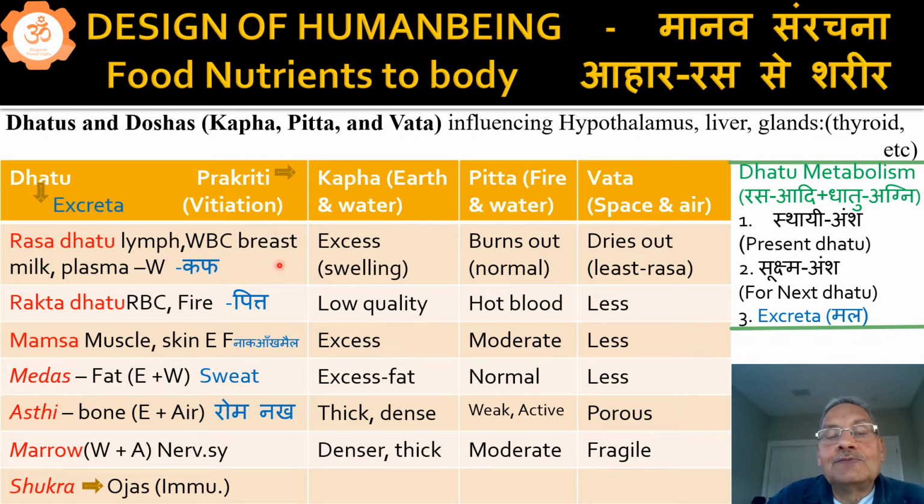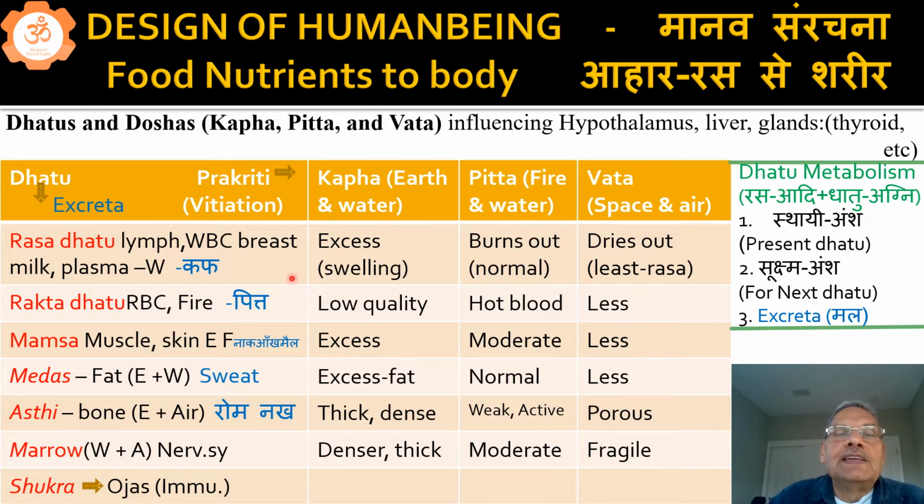If rasa dhatu is in excess, then there will be swelling. If pitta is more, then this rasa dhatu will burn out. In case of kapha, it will be in excess. If kapha visheshan or kapha prakriti is there, then ahar ras will be more. But in case of pitta, because of fire, ras dhatu is burnt out, so its quality becomes good and it is normal in quantity. In case of vata visheshan or vata prakriti persons, ras dhatu dries out and rasa becomes least.